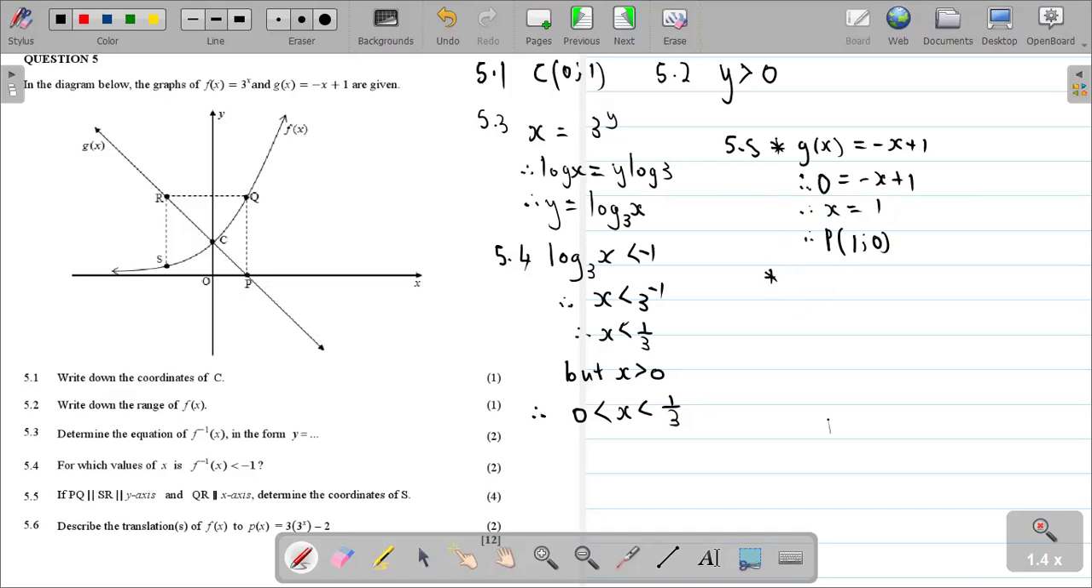And then we go on. At Q, we know the x value there. So we use f of x, which is exponential: y equals 3 to the x, equals 3 to the power 1, equals 3. So Q has the coordinates (1; 3).